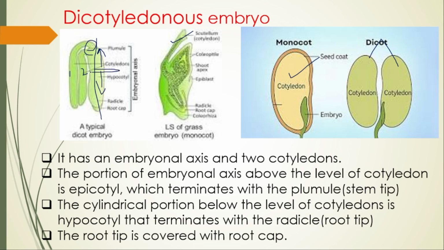See, this is the portion at the level of the cotyledon. If you imagine, above that which is said to be what? Epicotyl. Below that which is said to be what? Hypocotyl. Hypocotyl contains the radicle and then the root cap, which is going to be differentiated in future in the form of root, whereas epicotyl contains the plumule, which is the stem tip. In future what happens? This portion only will give you the stem. Here the root tip is covered with the root cap.